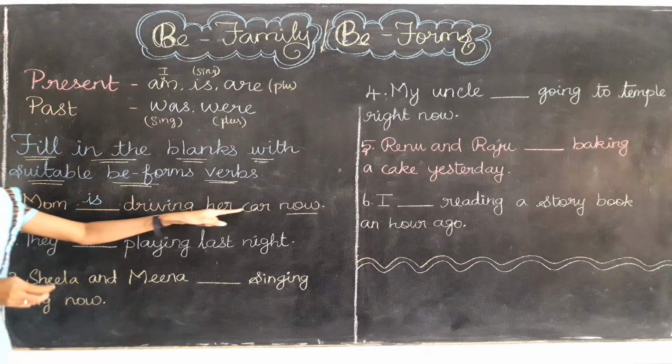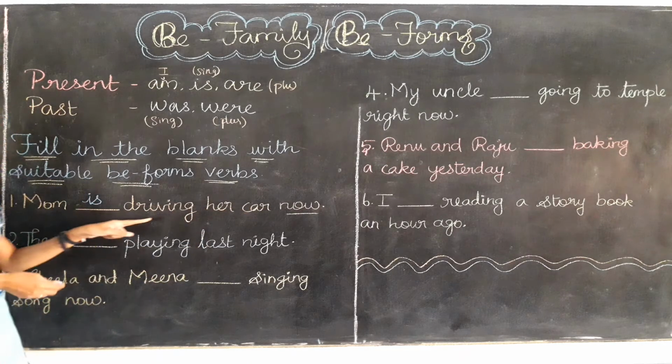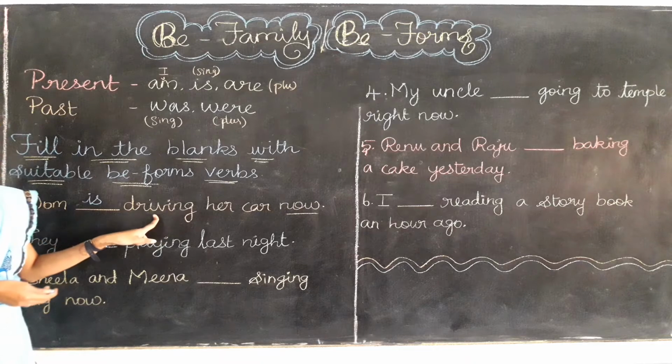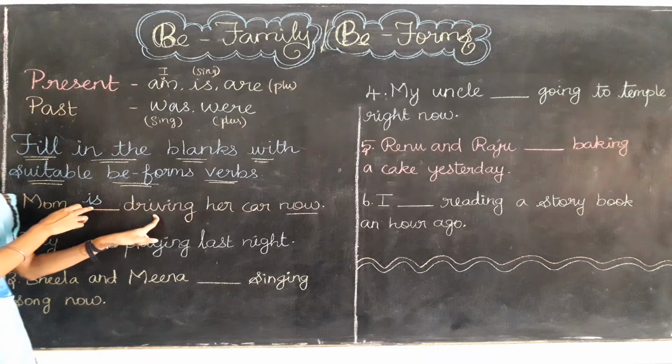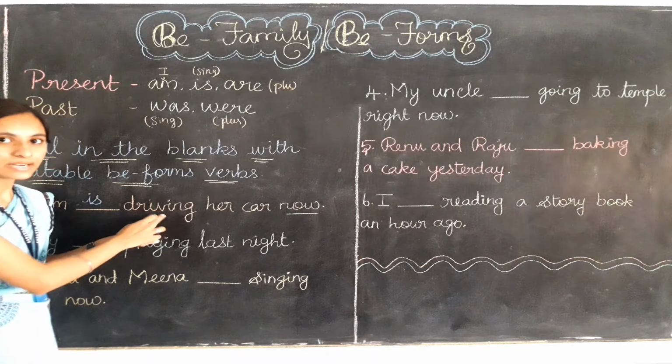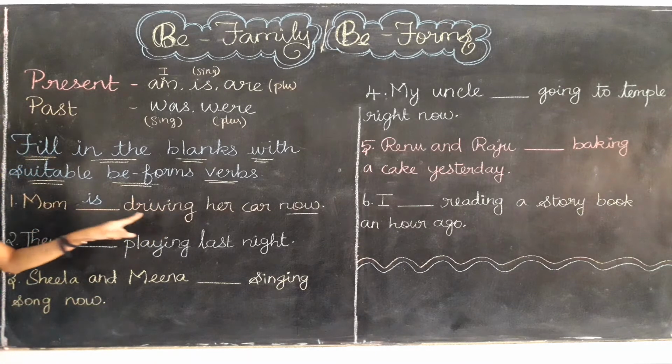Mom is driving her car now. You can check the main verb, drive, is the main verb here. When we are using the B form, it should come with ing only. So my mom is driving her car now is the correct answer.